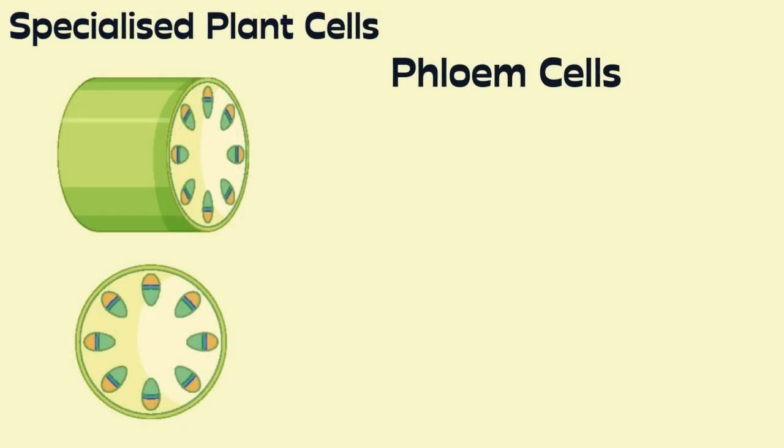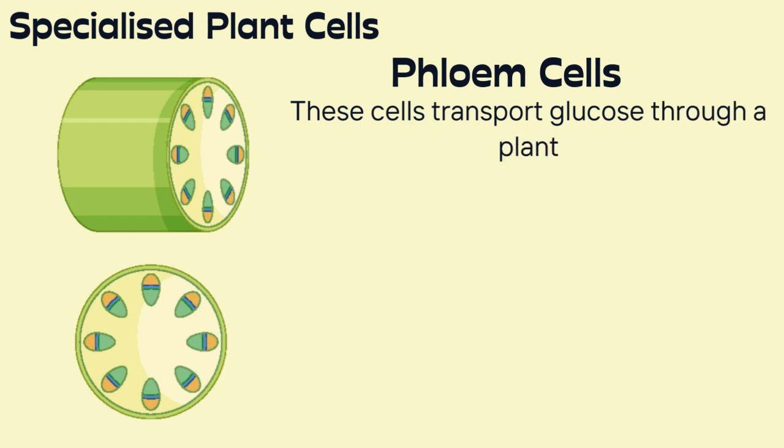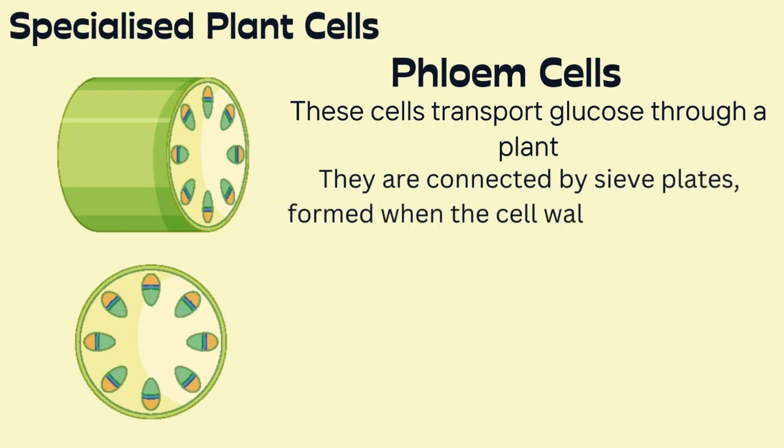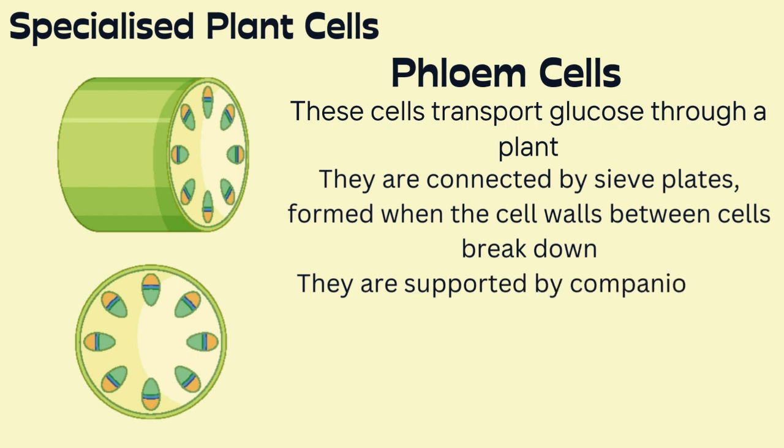Finally, phloem cells. These cells transport glucose through a plant. They are connected by sieve plates formed from the cell walls between cells breaking down, and they are supported by companion cells that contain mitochondria to provide the energy for the cell.